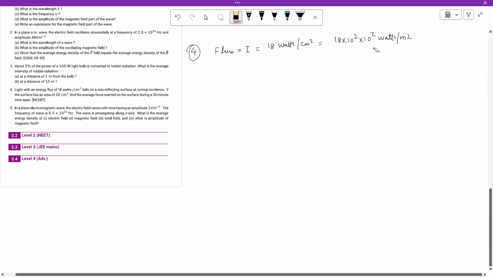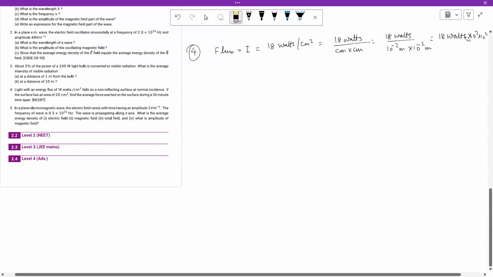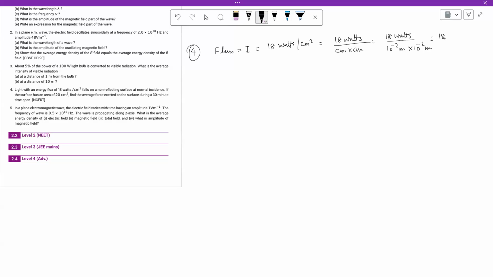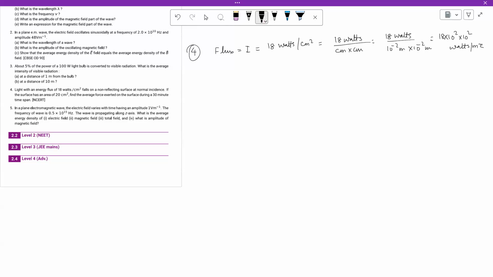Let me write it this way. This is watts per centimeter into centimeter, right? So this is 18 watts and 10 to the power minus 2 meter, and 10 to the power minus 2. So this would be 18 watts into 10 to the power 2, 10 to the power 2 per meter square, right? So we have to change to SI units.